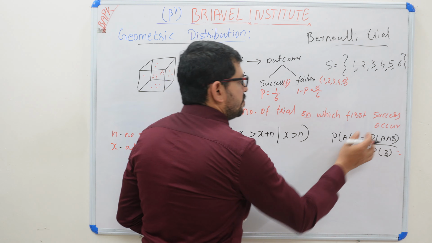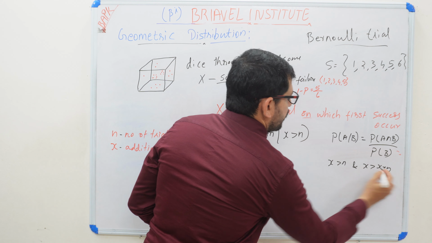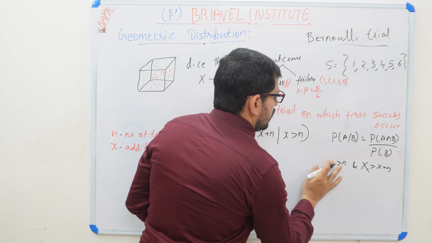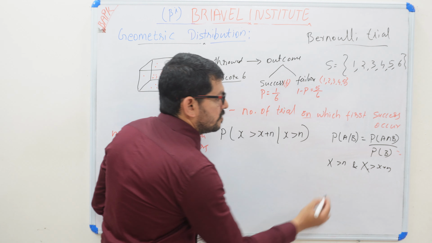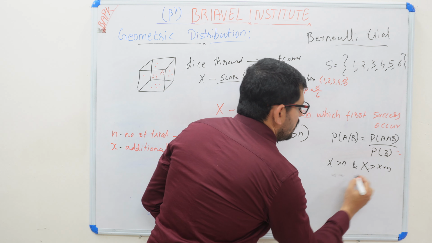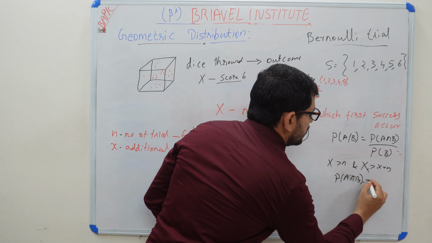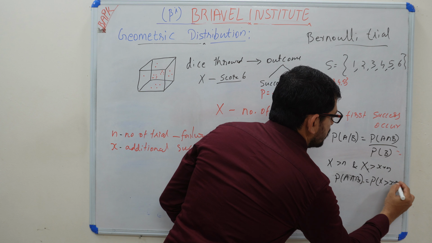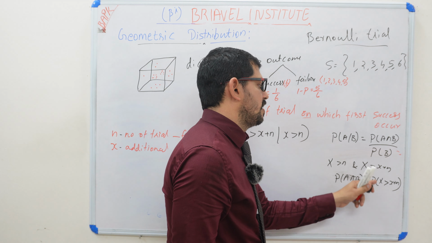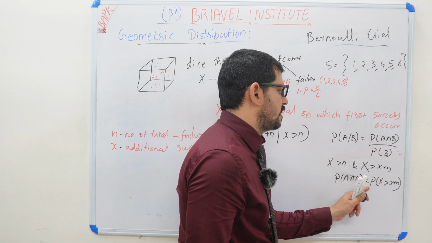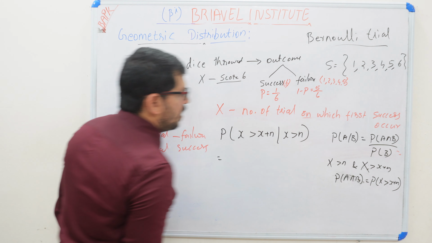So for the probability of A intersection B, in this case it is S greater than n and S greater than x plus n. This S is a capital S. We can write the probability of A intersection B as the probability of S greater than x plus n, because S is greater than n and S greater than x plus n, so A intersection B will be S greater than x plus n. So we can write this formula.